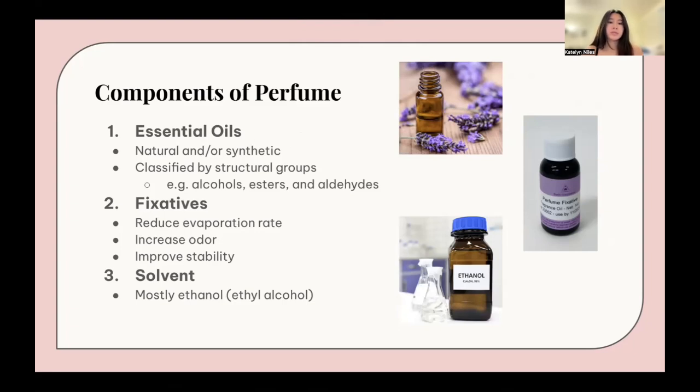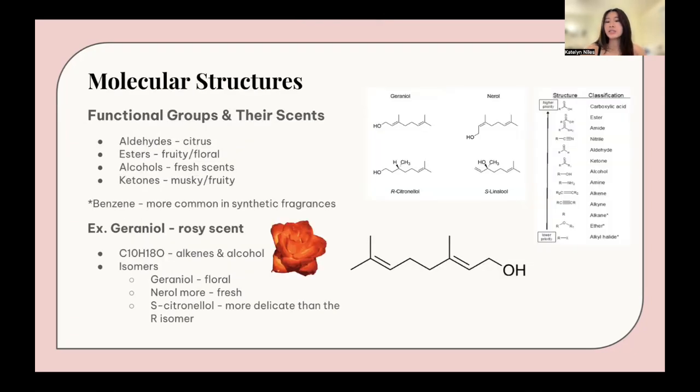This is what the oil will be dissolved in and is typically ethanol, also called ethyl alcohol, with a very small percentage of water. As mentioned, essential oils are classified into functional groups. These functional groups have different structures which can be associated with different kinds of properties, specifically the type of scent. Aldehydes tend to have citrusy scents, esters are fruity or floral, alcohols have more fresh scents, and ketones can have more musky or fruity properties.